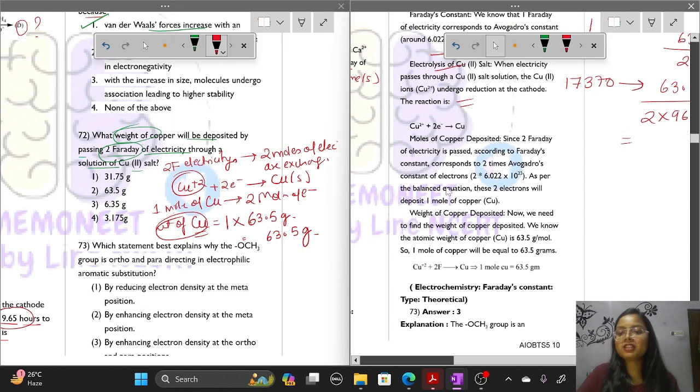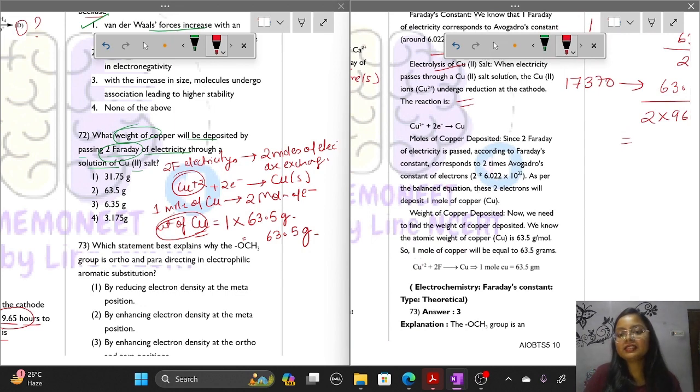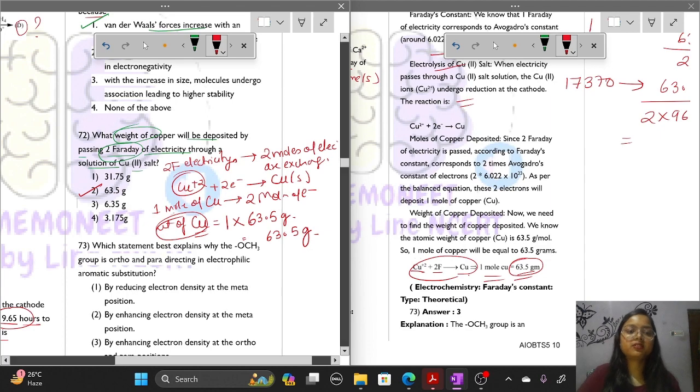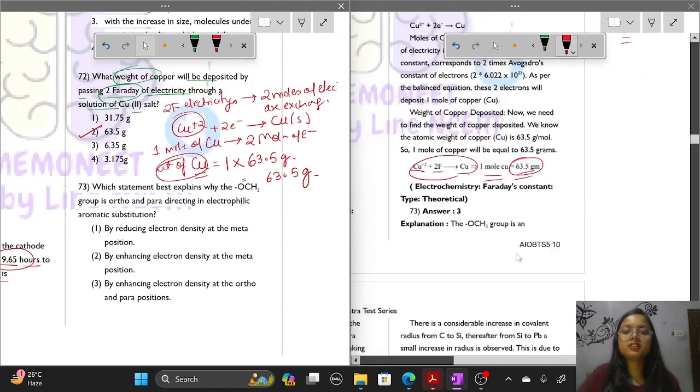For the detailed solution, you can refer to the explanation part. It is very lengthy. See, Cu2+ plus 2 Faraday gives Cu solid. So 1 mole of copper is deposited, which is 63.5 gram. Option number 2 is the correct option. Question number 73.